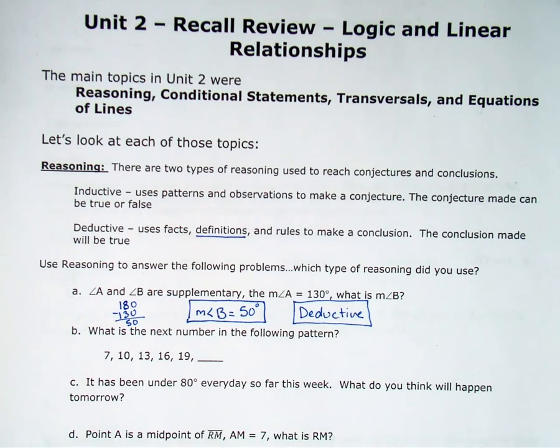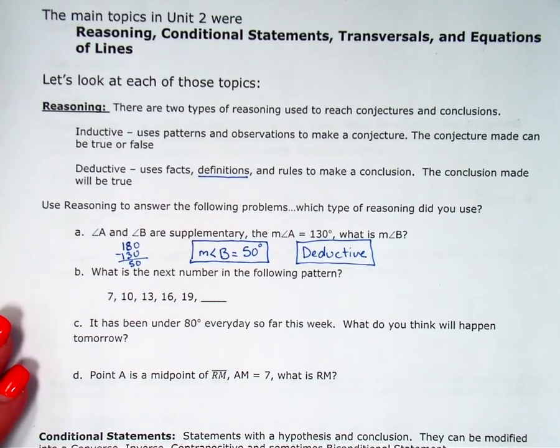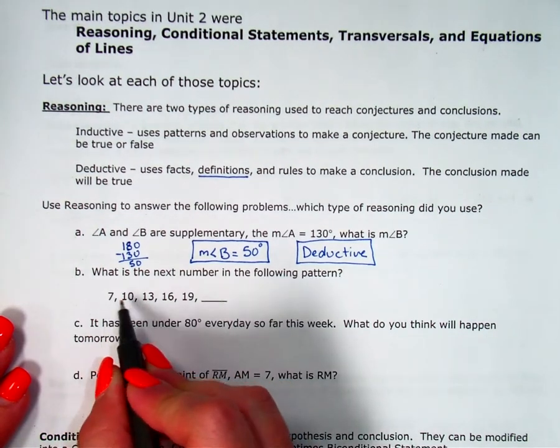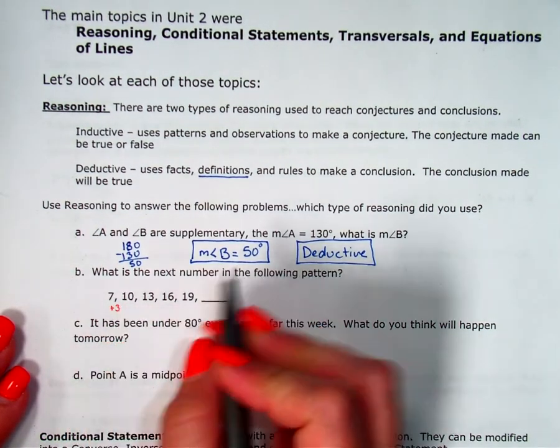Okay, let's look at the next one. It says, what is the next number in the following pattern? 7, 10, 13, 16, and 19. Generally, what I'll tend to do is look and see, is there a pattern in how it changes? So from 7 to 10, I'm increasing by 3.